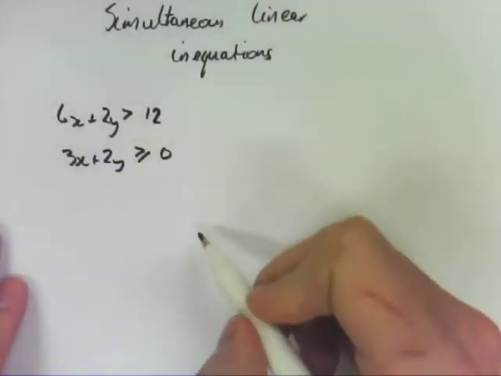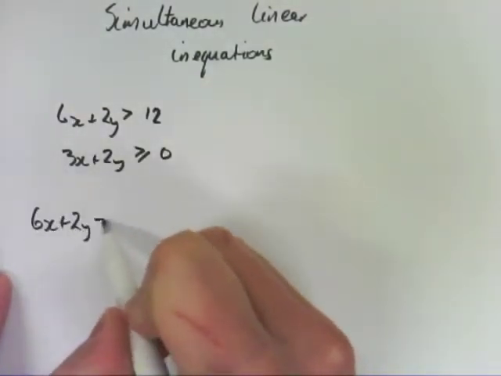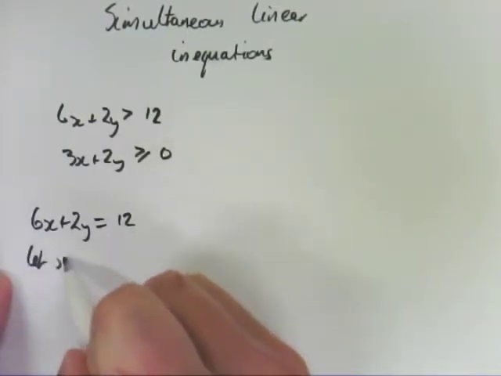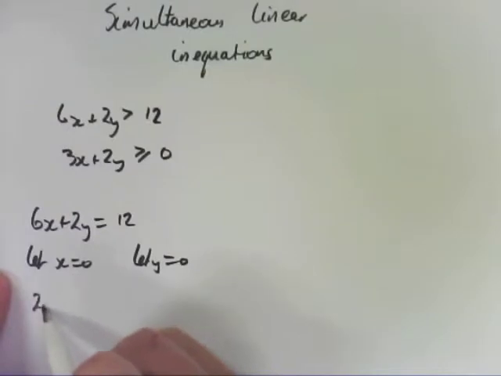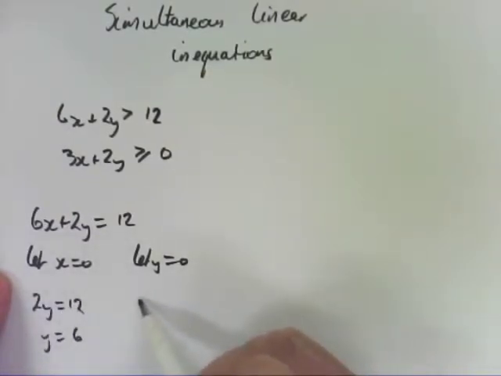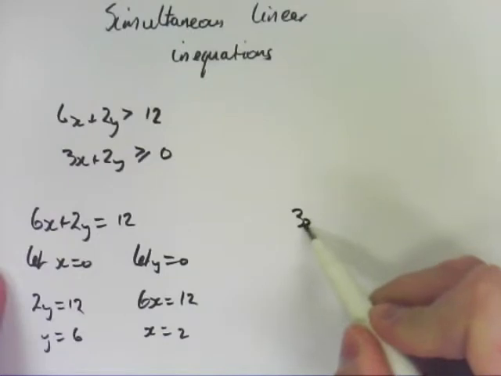So we do the boundary, so 6x plus 2y has to equal 12. Let x equal 0, let y equal 0, so 2y equals 12, y equals 6, 6x equals 12, x equals 2 for that one.